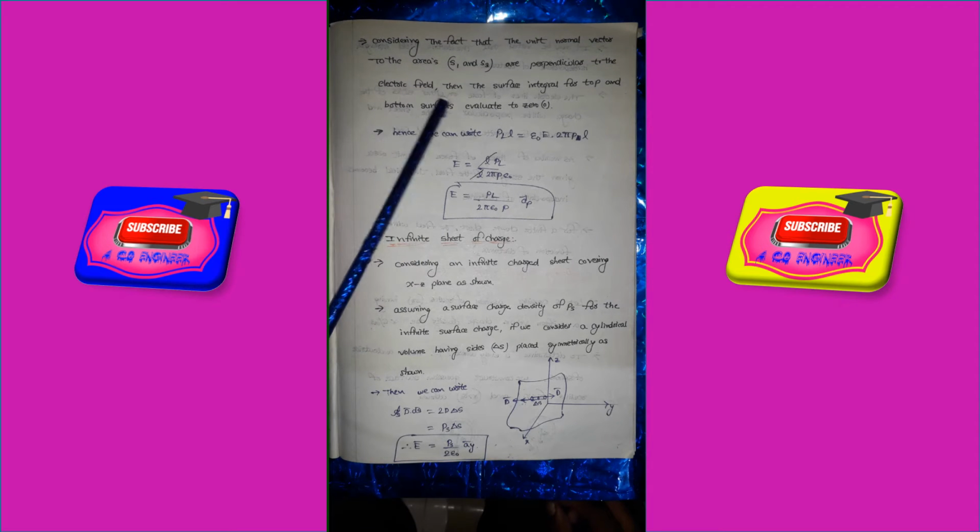Considering the fact that the unit normal vectors to the areas S1 and S3 are perpendicular to the electric field, the surface integral for the top and bottom surfaces is equal to 0.